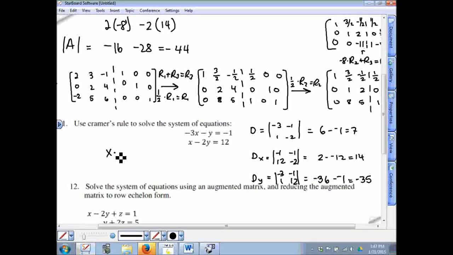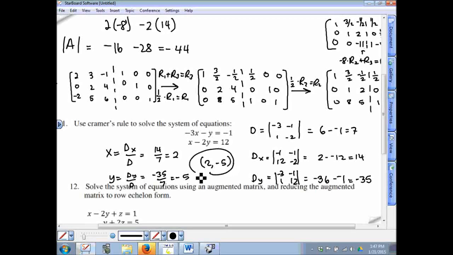So Cramer's rule says x is equal to D sub x over D, and y is equal to D sub y over D. So D sub x is 14 divided by 7, that's 2. D sub y is negative 35 over 7, that's negative 5. So the solution is 2, comma negative 5.